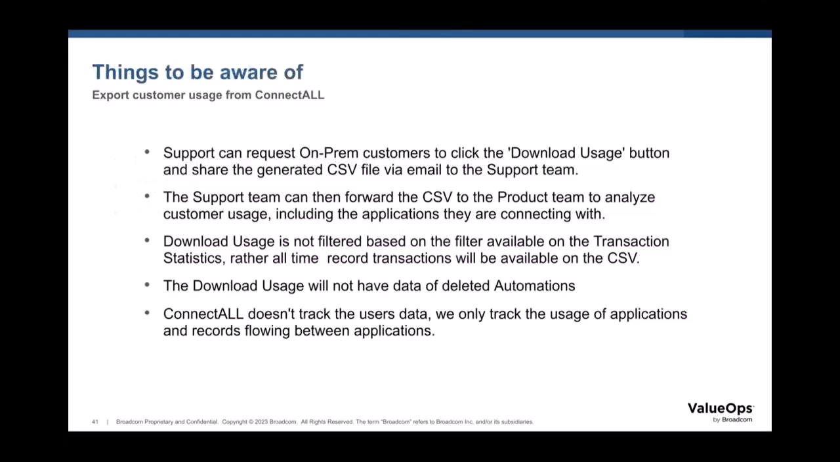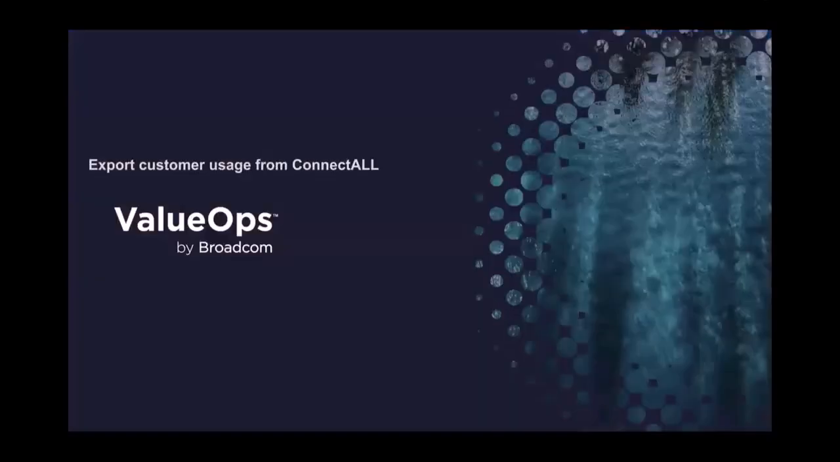The help that we would definitely need from the support team is, whenever you're talking to our on-prem customer, you can have them click this download usage. It will generate a CSV file. The support team can give your email ID, they can send this to you, and from that we'll get to know what type of transaction is happening. And this works across all the active automations that we have. So let me quickly show how it looks in the application.